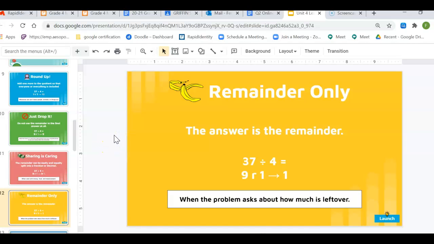Remainder only. The answer is the remainder in some situations. 37 divided by 4 equals 9 with a remainder of 1. In these kind of situations, the 1 would be the answer because it's the remainder. When the problem asks about how much is left over, in those type of situations, you would only use the remainder.